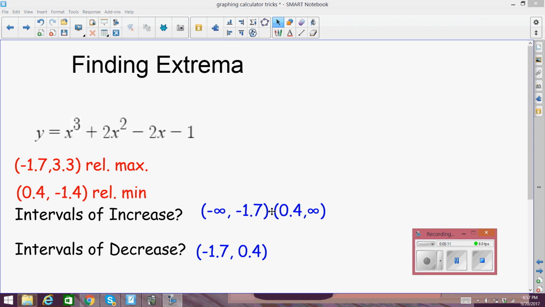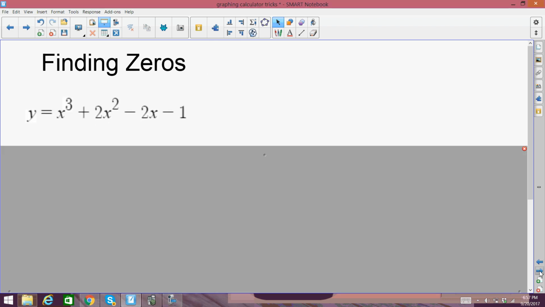Did you get it right? Well, I hope so. Okay, the next thing we're going to talk about is finding zeros of a function.